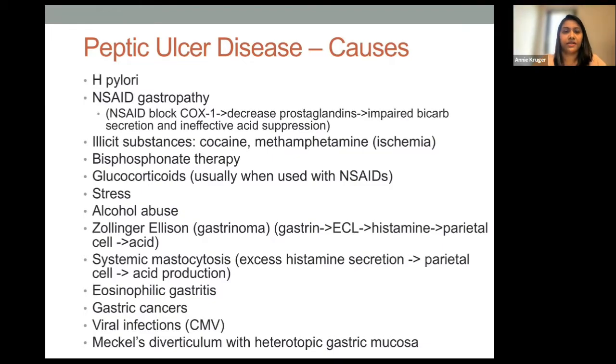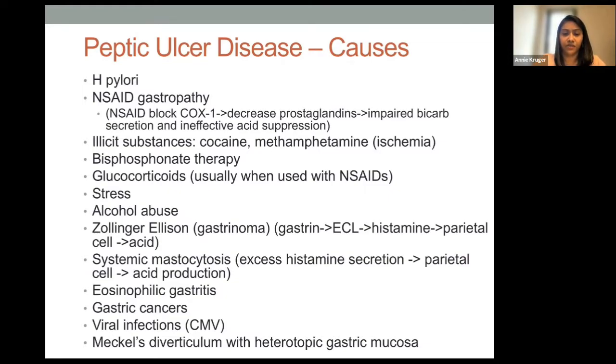Just like NSAID gastropathy doesn't usually affect the COX-1 enzyme, but in other ways does decrease the bicarb secretion. Steroids, same thing. Stress, same thing. You have endogenous hormones, endogenous steroids that are getting produced there. Alcohol effectively just gets rid of the bicarb layer. And so it's another cause of gastritis.